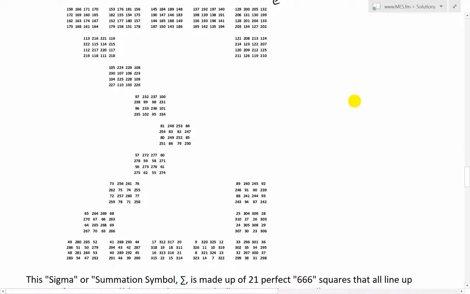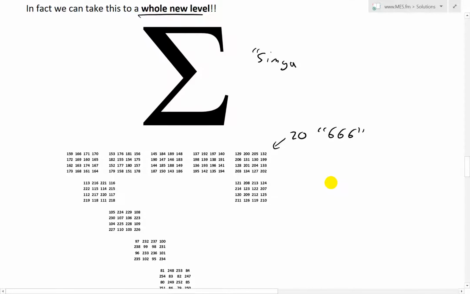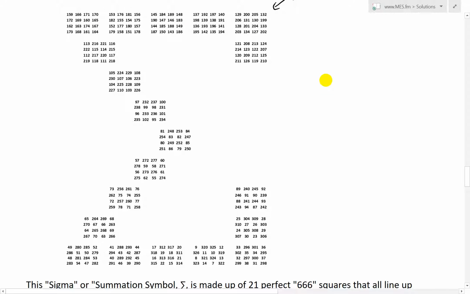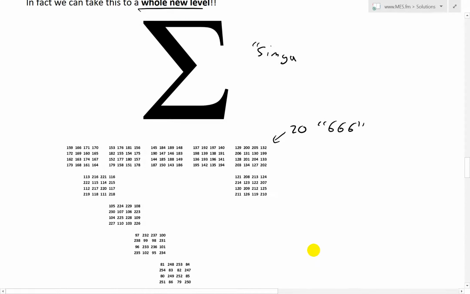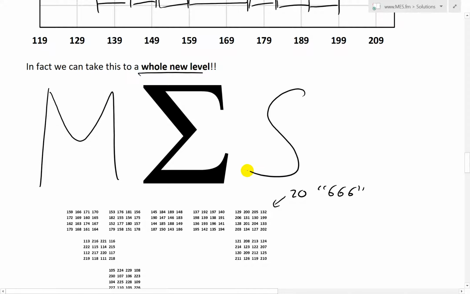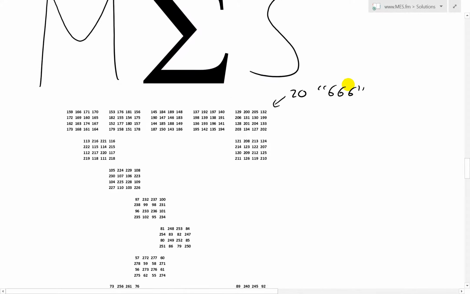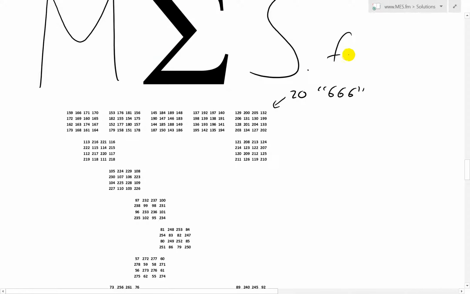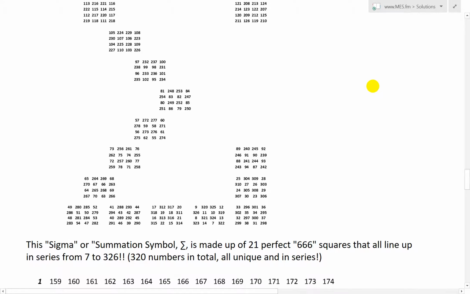And here it's the shape of the giant sigma symbol like that. So all these are perfect squares. Yeah, so you can see that symbol. I made the sigma one like that for summation, because you know, for MES like that. So for MES.fm, yeah, so go to my website, check out some calculators, etc.